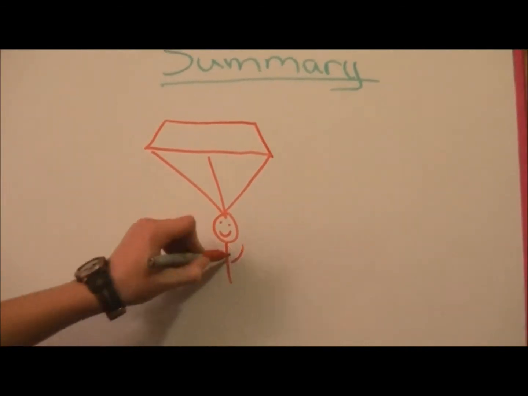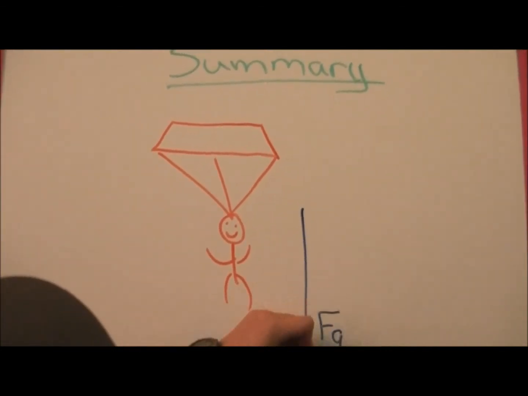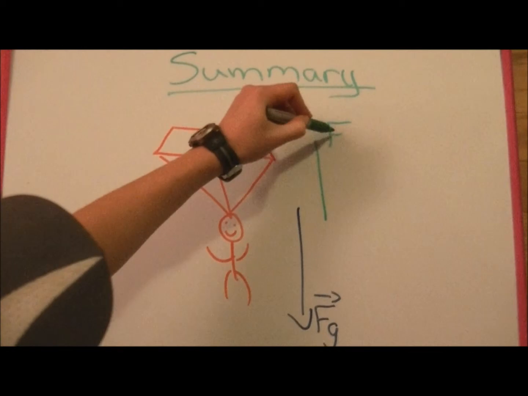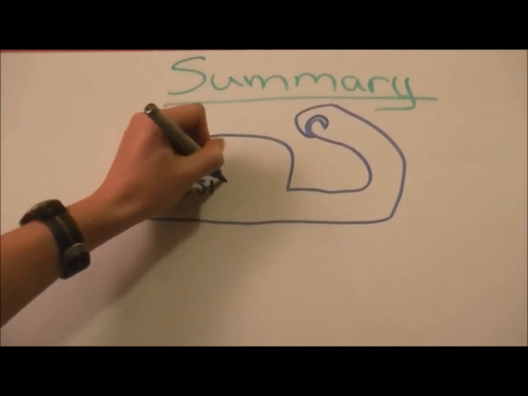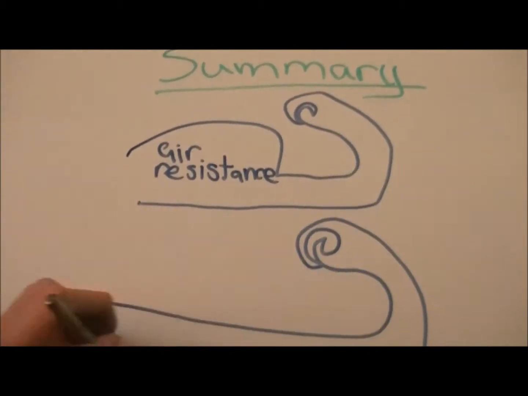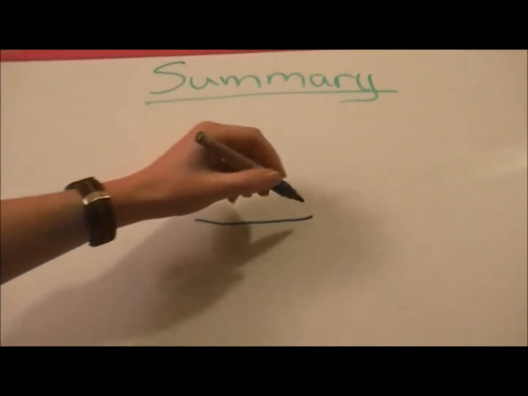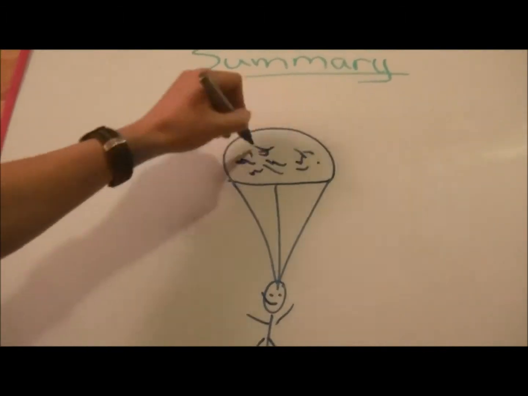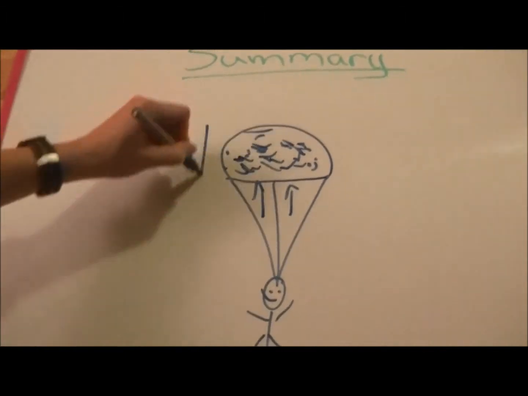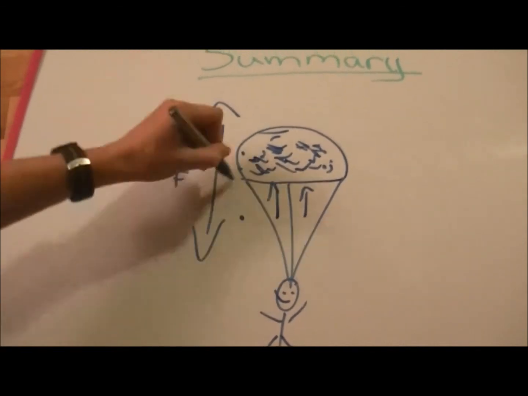To sum things up, there are two forces acting on the parachute, gravity and air resistance. When it comes to parachuting, air resistance is stronger than gravity. The parachute slows down because of the force of friction between the parachute and the air particles. Also, the air resistance causes the parachute to fill up with air particles.